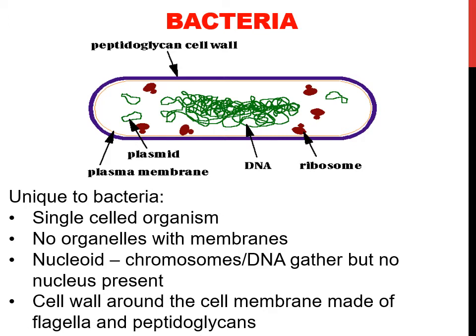Now, when you see the bottom statement there, a cell wall around the membrane made of flagella, well, flagella is basically just a tail that can move back and forth to allow the bacteria to move. And peptidoglycans are just basically proteins, peptids, and glycans are sugars. So mixtures of molecules that have proteins and sugars that make up this cell wall.